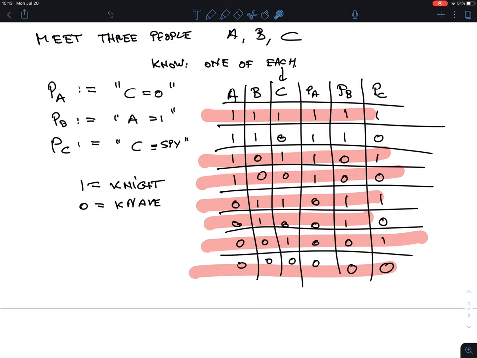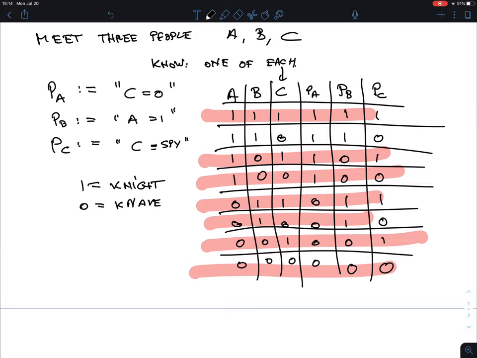A is 1. This tells me this is a true statement. What I'm saying here is, you should really look at this. This line says that PA is a true statement, PB is a true statement, and PC is a false statement. Now, we know that PC is a false statement because we know that C is a knave. We already established that.